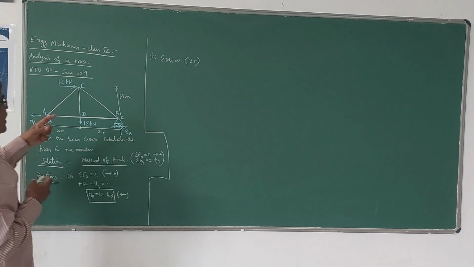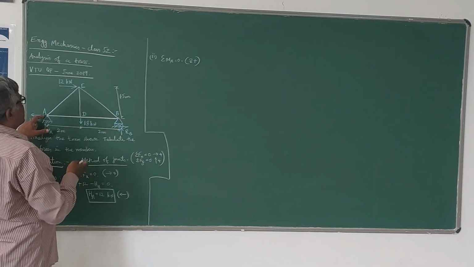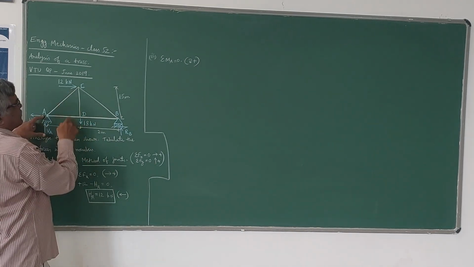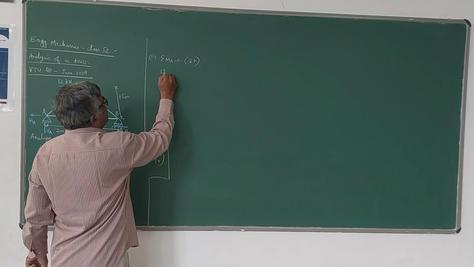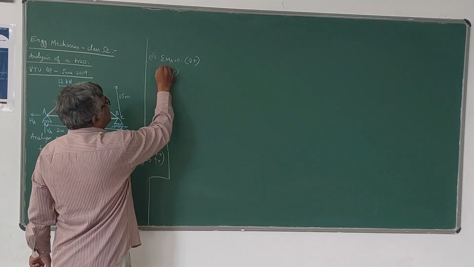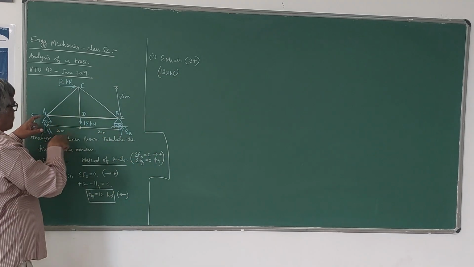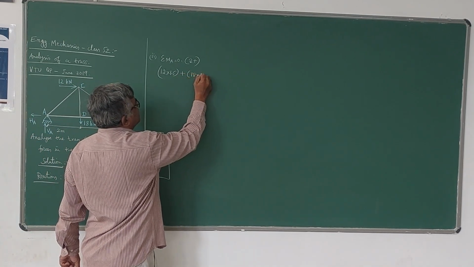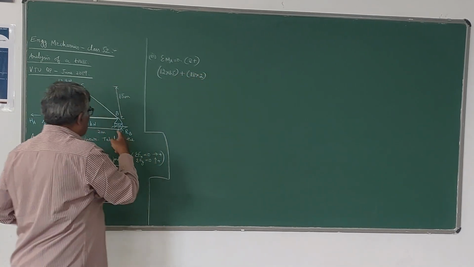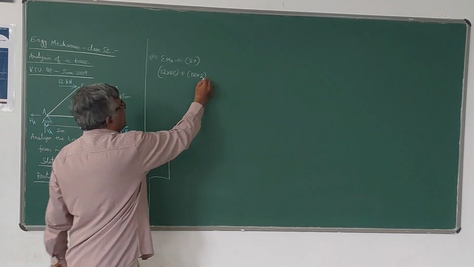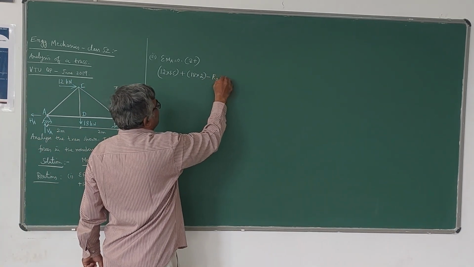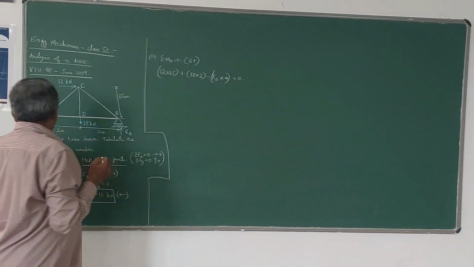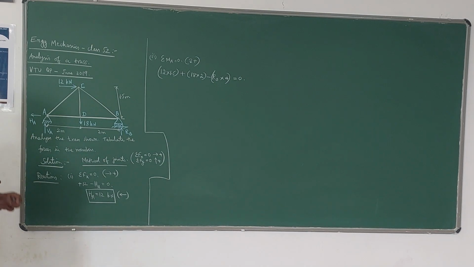Now the sign convention is clockwise moments positive. This 12 kN is giving a clockwise moment, and the distance is 1.5 meter. So 12 into 1.5. Then this 18 kN is also giving a clockwise moment, plus 18 into distance 2 meters. And RB is giving an anti-clockwise moment about A, minus RB into distance 4 meters from A, is equal to 0. These two reactions don't have any moment about A because they are acting at A.